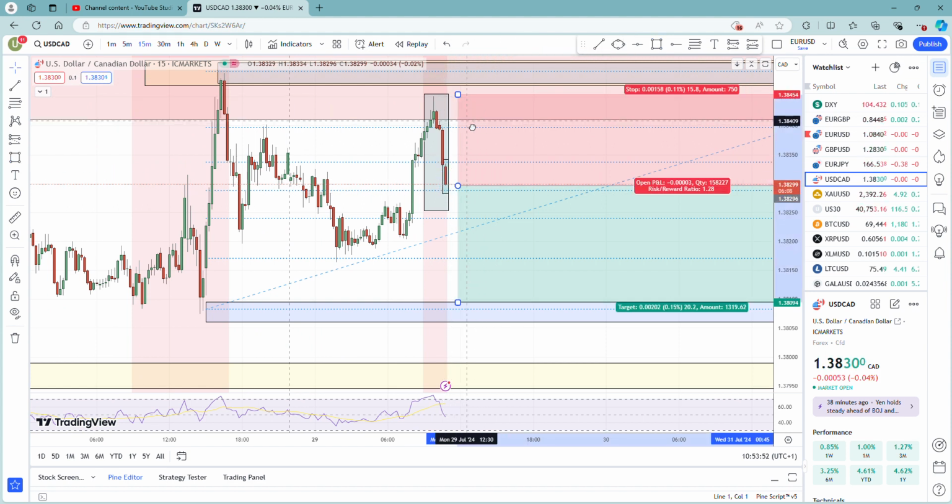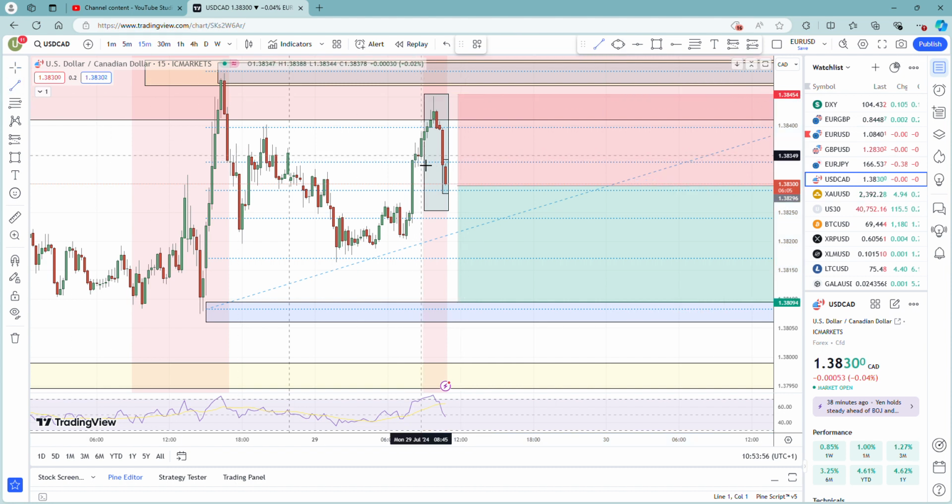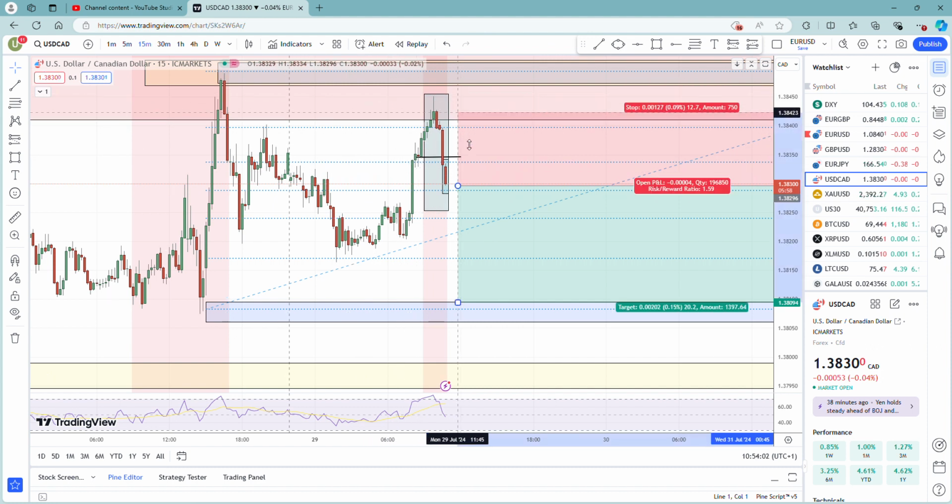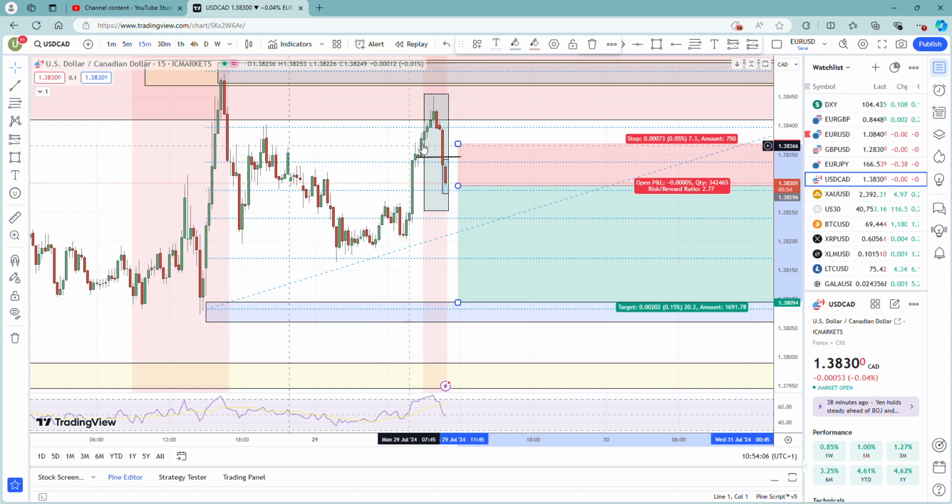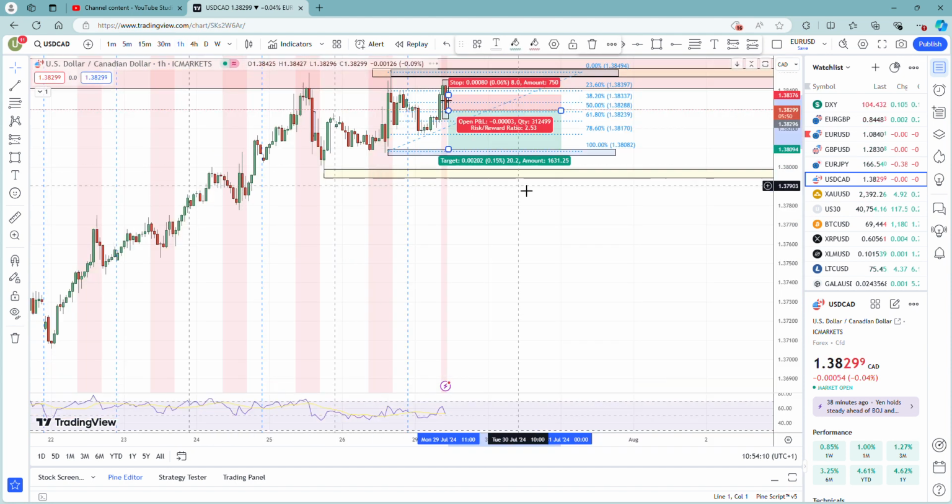Can't really reduce it anymore. Maybe here, could put it there. Go at price mid high low. So you could put your stop loss there. 6 pips stop loss, 6 pips. And risk to reward ratio is 2.5, so risking 8 pips to win 20. So let me just go ahead and enter that trade as well.